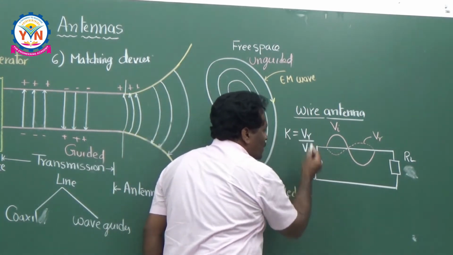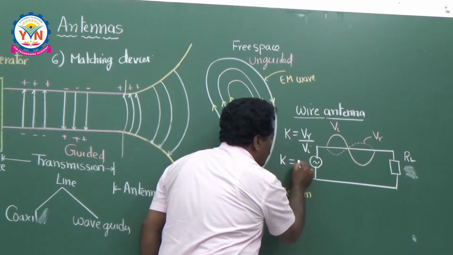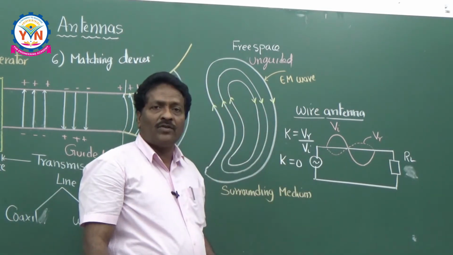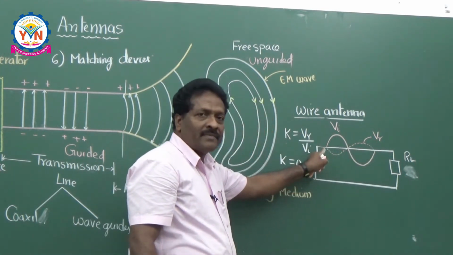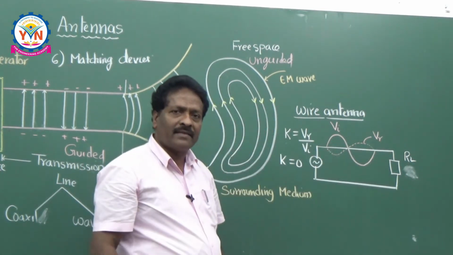K may be equal to 0. When K is equal to 0, what does it mean? K is equal to 0 means VR is equal to 0. Nothing is reflected back. Excellent, excellent matching device.